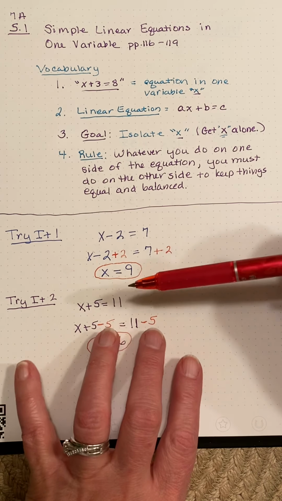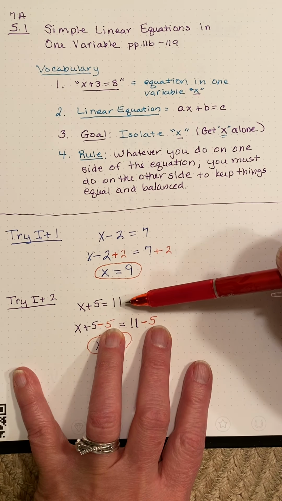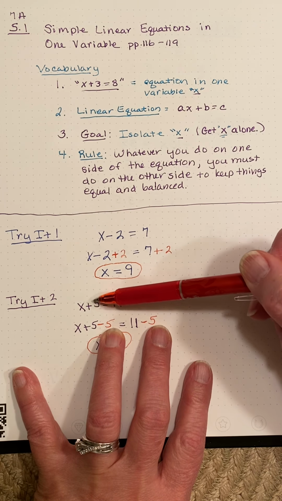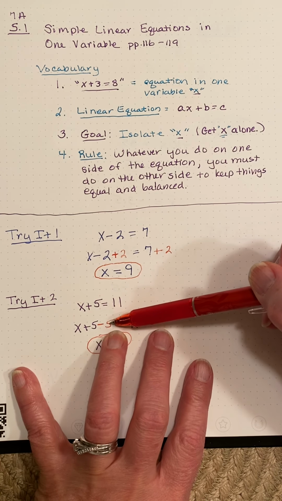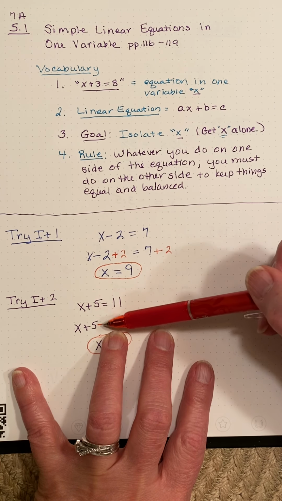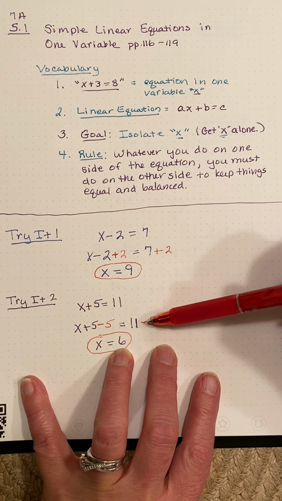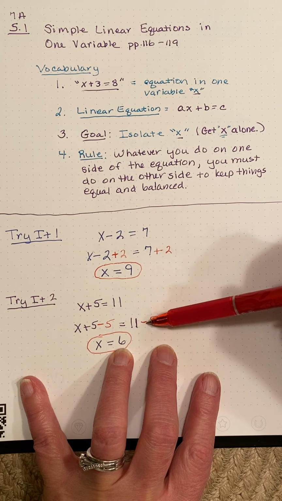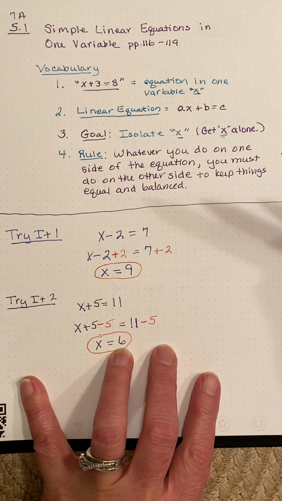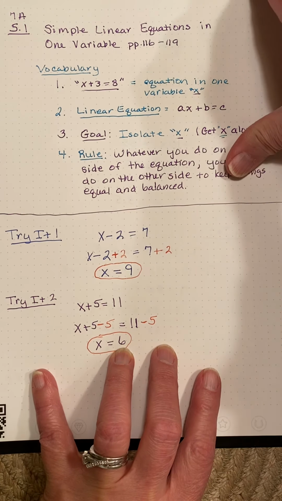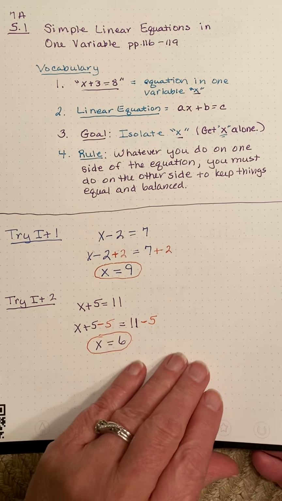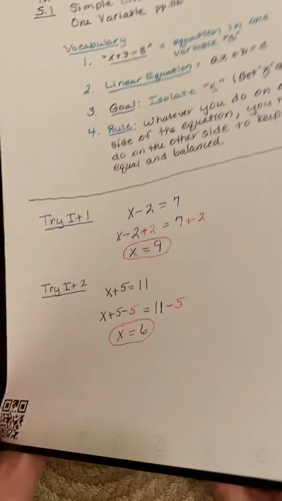So going on to try it 2, I have x plus 5 equals 11. I need to get x alone, so I'm going to do the opposite of positive 5 and go negative 5 to eliminate it. If I go negative 5 here, I go negative 5 here. Therefore, x equals 11 minus 5, which is 6. So far, it's pretty simple, pretty basic, but you need to learn the steps. That is going to be the challenge in your work today. So I'm going to need to see those steps in your work.